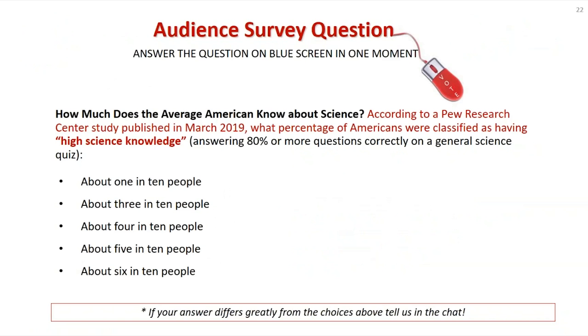We're ready for a question now. First question for all of you is, how much does the average American know about science? So this is according to a Pew Research Center study published in March 2019. What percentage of Americans were classified as having high science knowledge, which is that they answered 80% or more questions correctly on a general science quiz? Was that 1 in 10 people, 3 in 10, 4 in 10, 5 in 10, or 6 in 10?